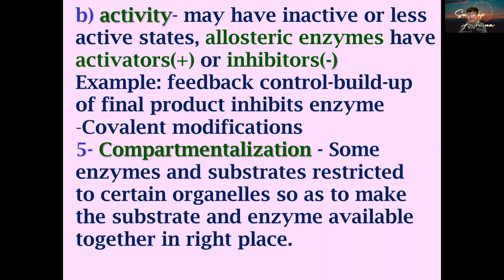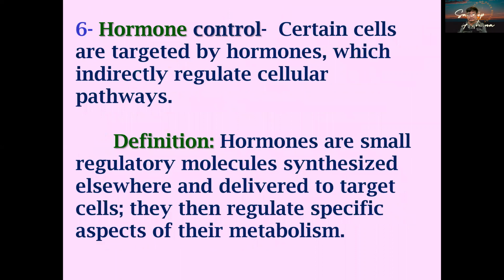Fifth one is compartmentalization. All the enzymes remain in a particular compartment. For example, the enzymes that we need for glycolysis to take place are found in the cytoplasm. And the sixth level is hormone control. Certain hormones are required to be triggered in order to carry out the metabolic processes.